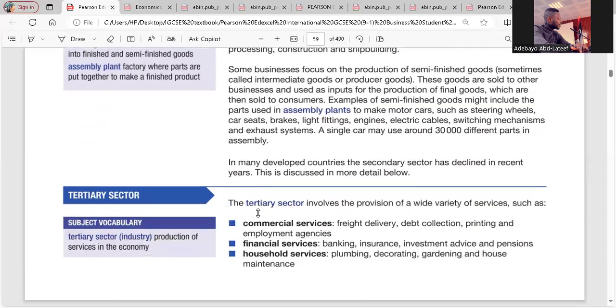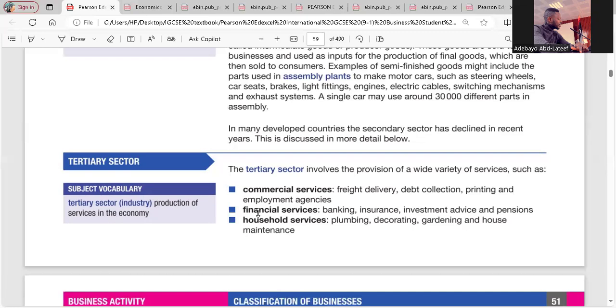So it's basically extracting and then conversion, converting the extracted materials into final products. That sector is like Coca-Cola. It's extracting the metals, the raw materials, the metal for the can, and extracting the ingredients to make Coca-Cola, to process it to become Coca-Cola. Yes. So we go on to the tertiary sector.